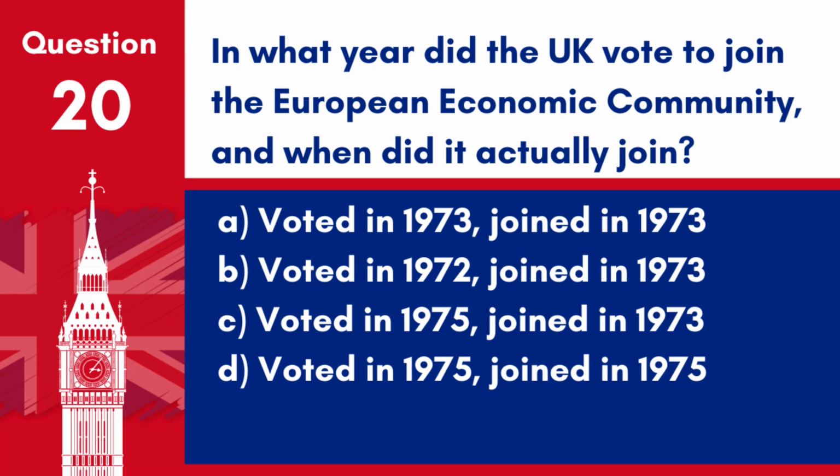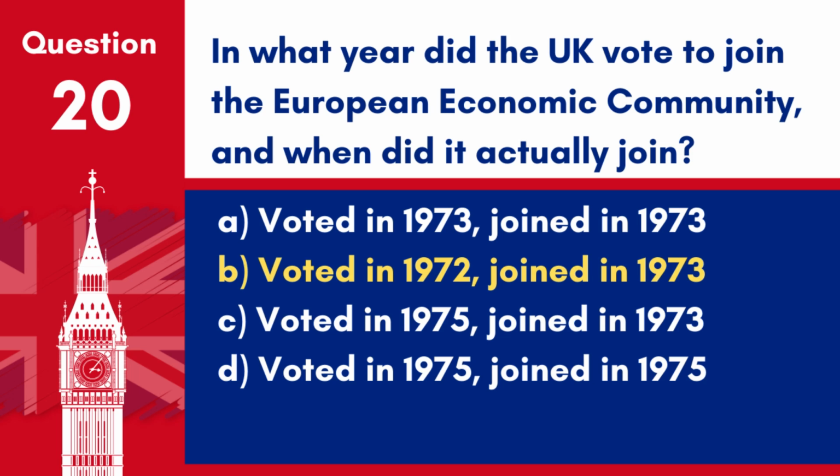Question 20. In what year did the UK vote to join the European Economic Community, and when did it actually join? A. Voted in 1973, joined in 1973. B. Voted in 1972, joined in 1973. C. Voted in 1975, joined in 1973. D. Voted in 1975, joined in 1975.